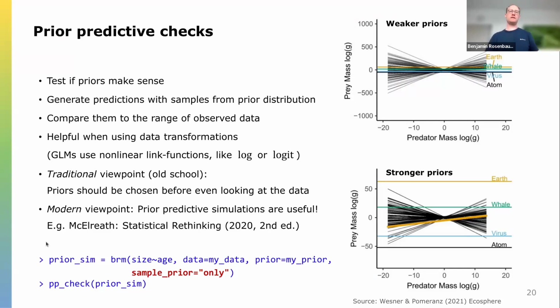And you can very easily do this in BRMS by just fitting the model and specifying sample prior only. Then the model ignores the likelihood function and only samples from the prior, and then you can make predictions from this and compare the predictions to the data. Okay, I'm quite happy about this. This is more widely accepted, for instance, in Richard McElreath's book, Statistical Rethinking, that prior predictive checks nowadays are much more accepted.